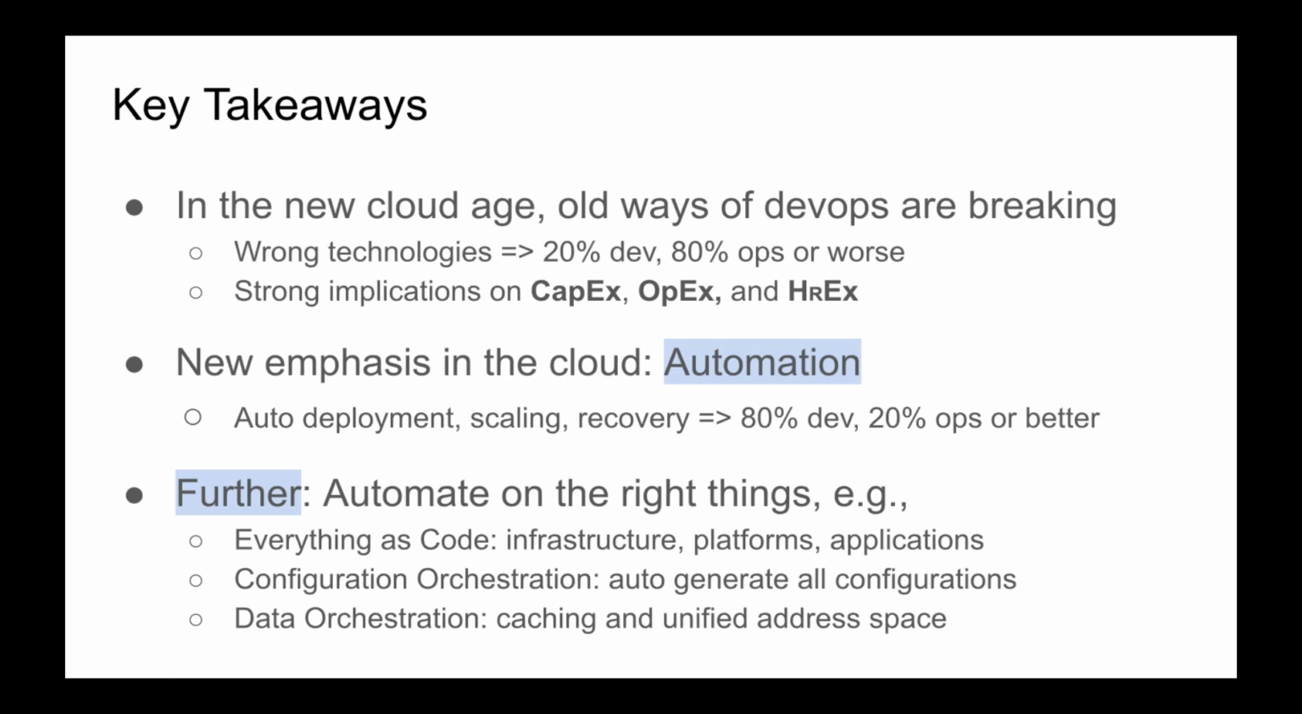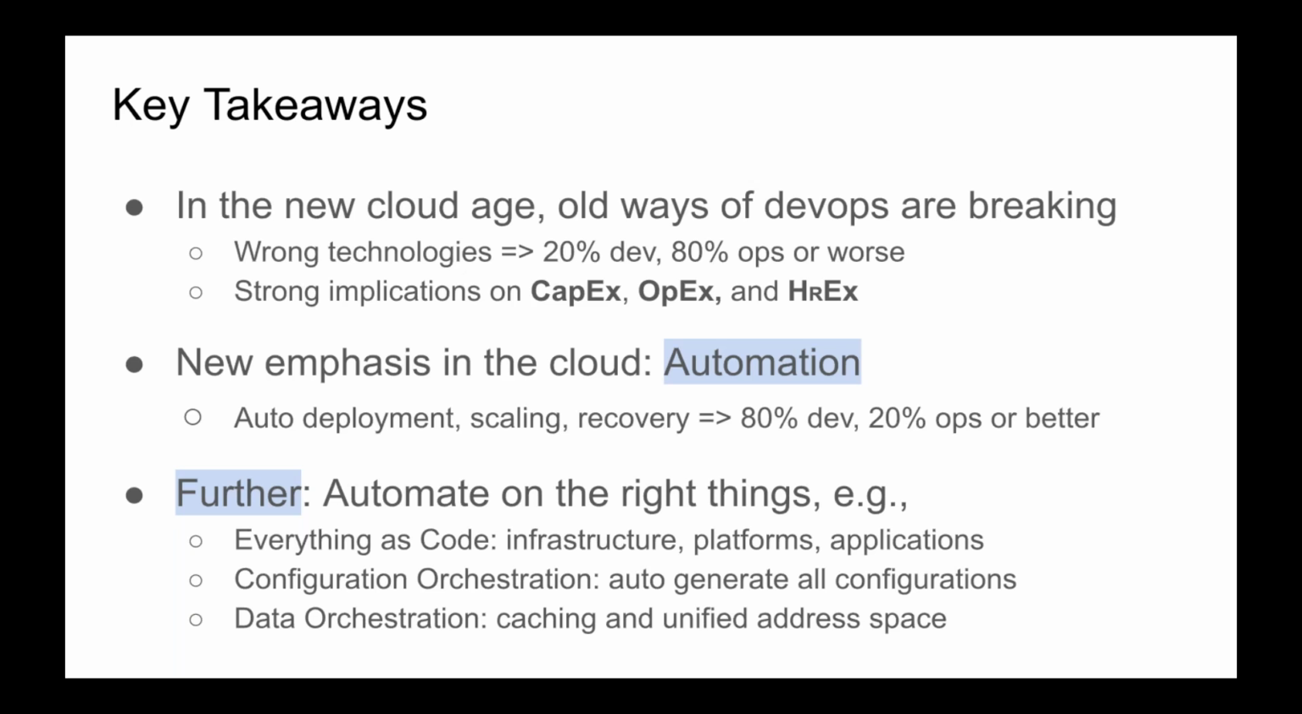CapEx means how much money you spend on your hardware, right? OpEx is how much you spend on operation. And HRX is often ignored by technologists. When your engineering team is spending 80% or more time resolving alerts and solving all the operational overheads, your engineers will be bored. They'll be frustrated and feel unproductive. They will leave. Then you have to hire replacements. Actually, that could be a lot more expensive than your CapEx and the OpEx combined.